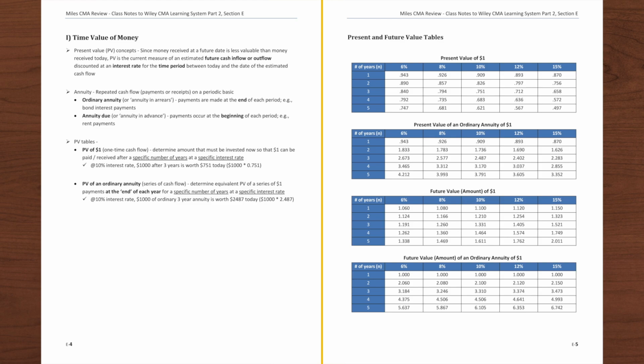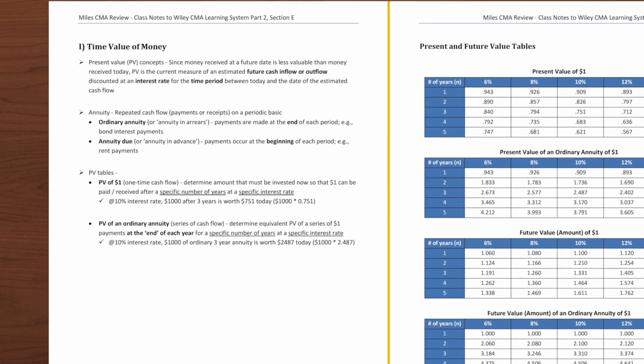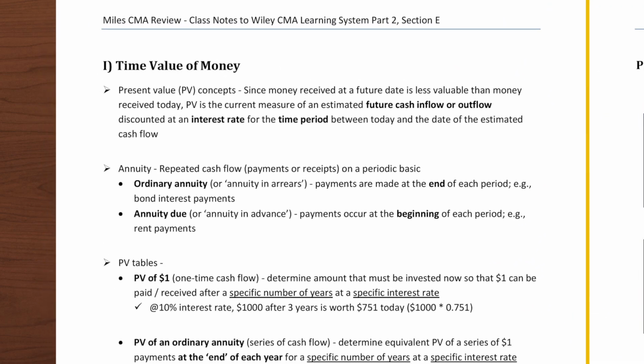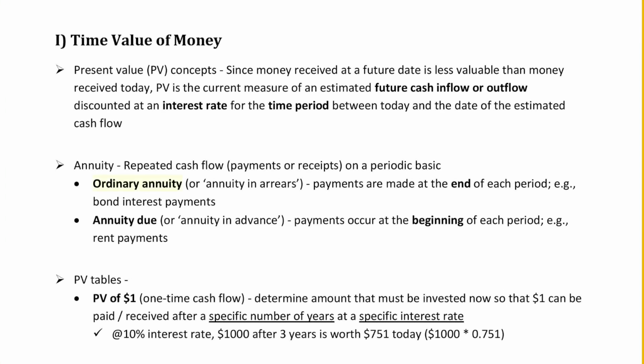On page 4, we have the time value of money. We're looking at present value and annuities. Highlight ordinary annuity, which is also called annuity in arrears. Now, in this type of annuity, payments are made underline end of each period. Next, highlight annuity due and annuity in advance. Now here, payments occur underline at the beginning of each period.